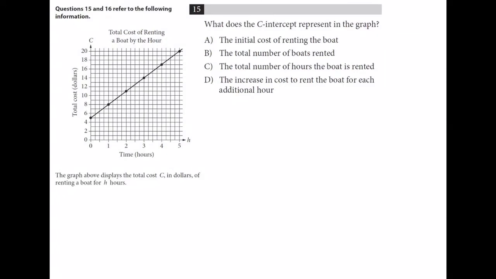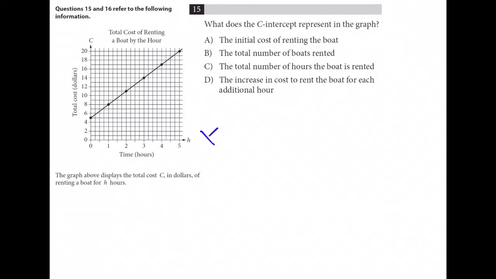So here we have a graph, the total cost of renting a boat by the hour. On the x-axis, we're looking at time in hours. The y-axis, the total cost in dollars. And the graph above displays the total cost C in dollars of renting a boat for h hours. What does the c-intercept represent in the graph?